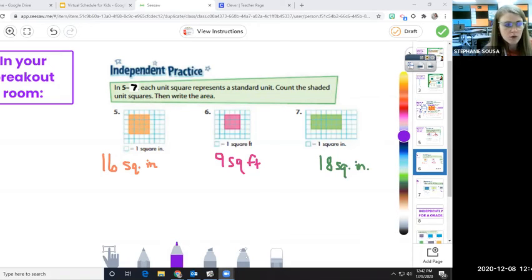Any questions or comments on any of the areas on slide 6? Biggest thing to focus on here is to make sure that you have those labels. Square inches, square feet, square inches. If you only have the number, you are incorrect.